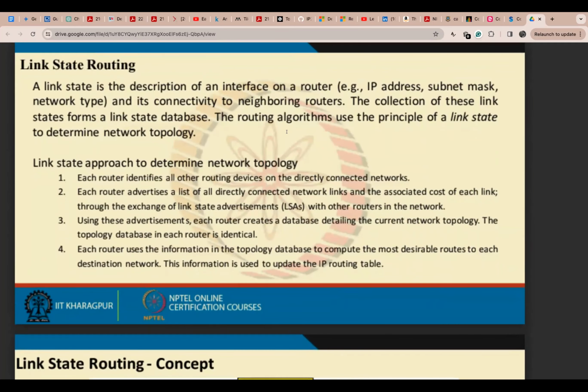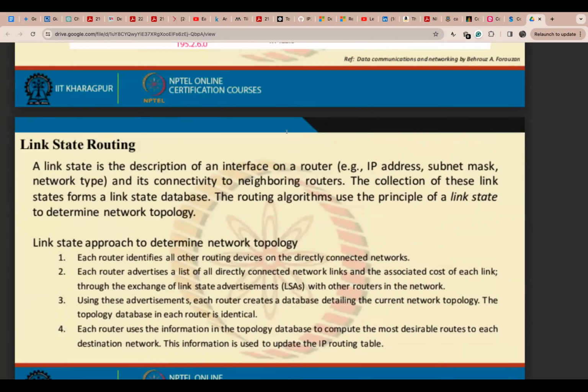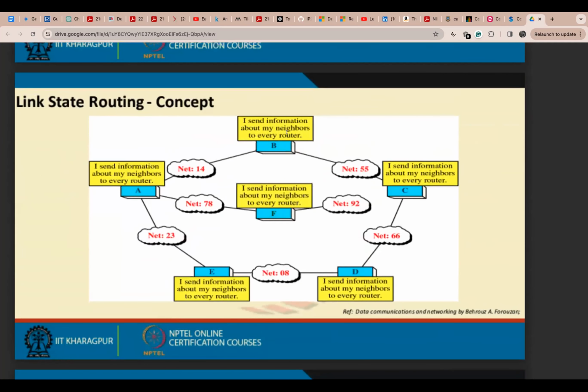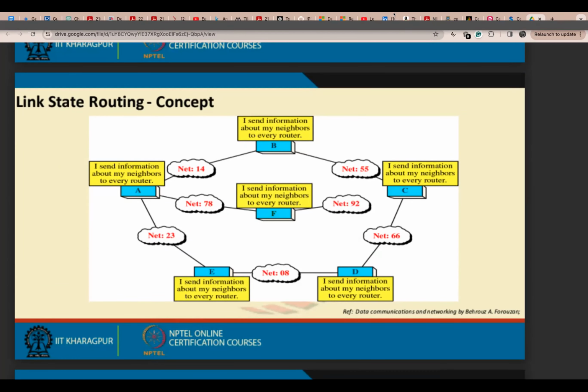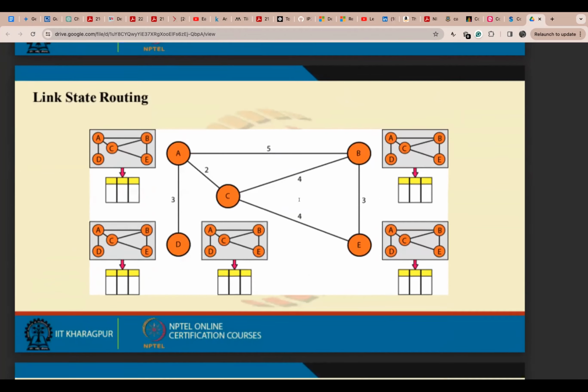Method, like linked state routing. Sorry, the distance vector routing. To solve this, we got link state routing. In link state routing, we send every packet's information to all the neighbors. So I send information about my neighbors to every router. It will send the information to all the routers, like flooding with packets. It will not selectively send the packets.